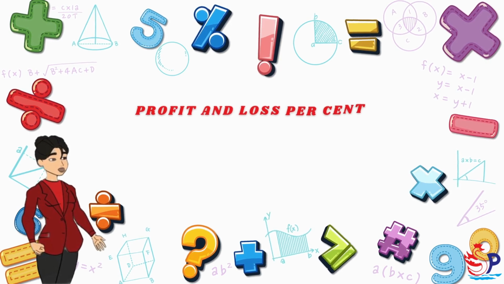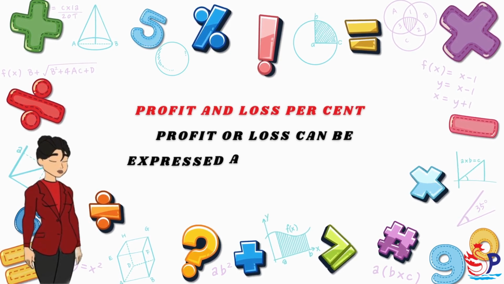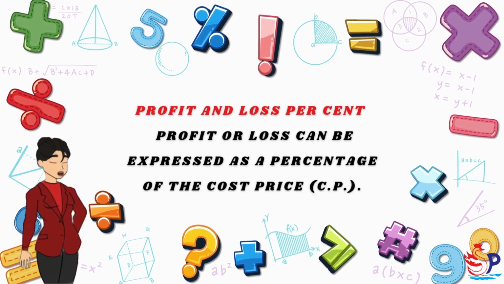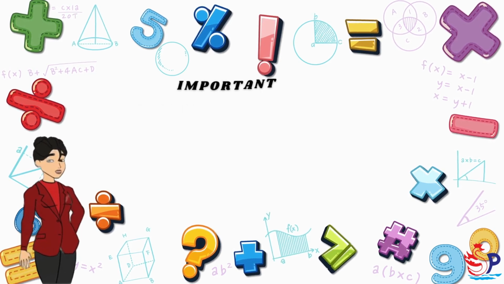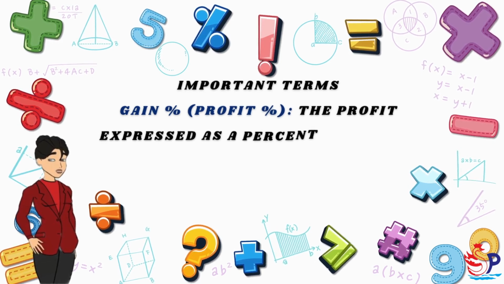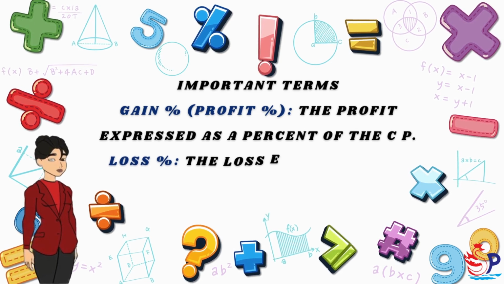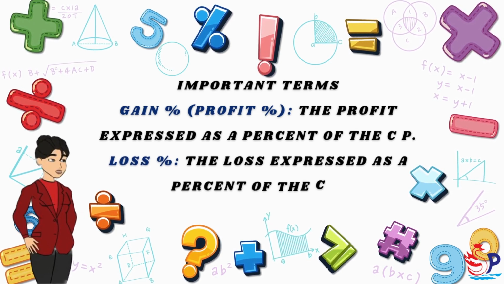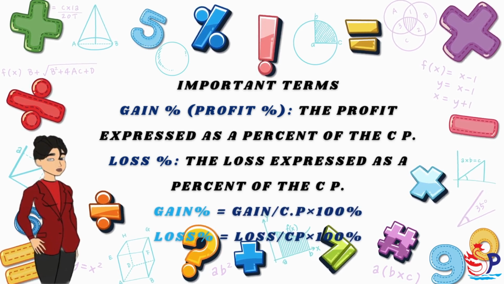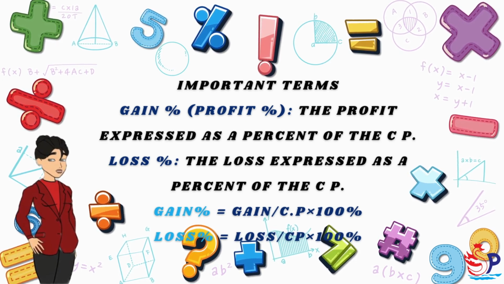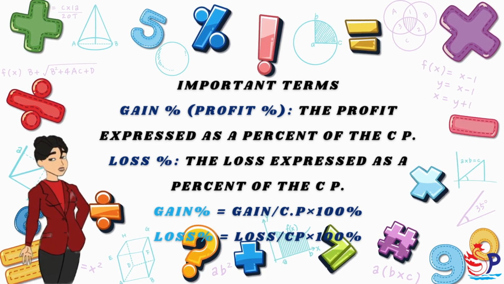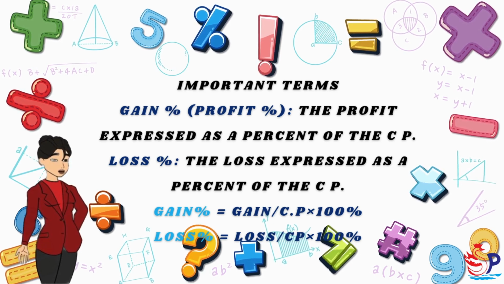Profit and loss percent. What does it mean? Profit or loss can be expressed as a percentage of the cost price, CP. Important terms. Gain percent, profit percent: the profit expressed as a percent of the CP. Loss percent: the loss expressed as a percent of the CP. Formula. Gain percent is equal to gain by CP multiplied by 100%. Loss percent is equal to loss by CP multiplied by 100%.